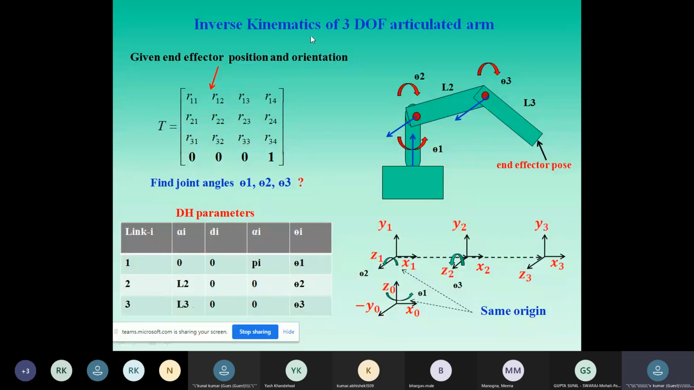We have to find the inverse kinematics. So what will be given? The end effector position and orientation, given by the 4 by 4 T matrix: R11, R12, R13, R21, R22, R23, R31, R32, R33. This is the rotation matrix for the end effector, and R14, R24, R34 is the position of the end effector.